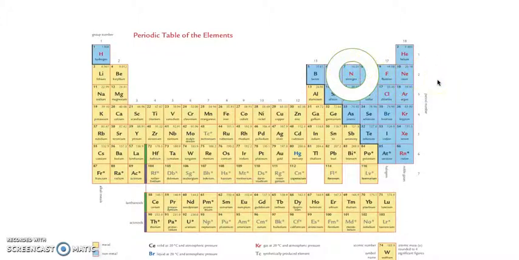The main group tells us about the number of electrons in the outer shell. Nitrogen has therefore 5 electrons in the outer shell. The periods tell us about how many shells an element contains. The atom nitrogen has therefore 2 shells because it's in the second period.